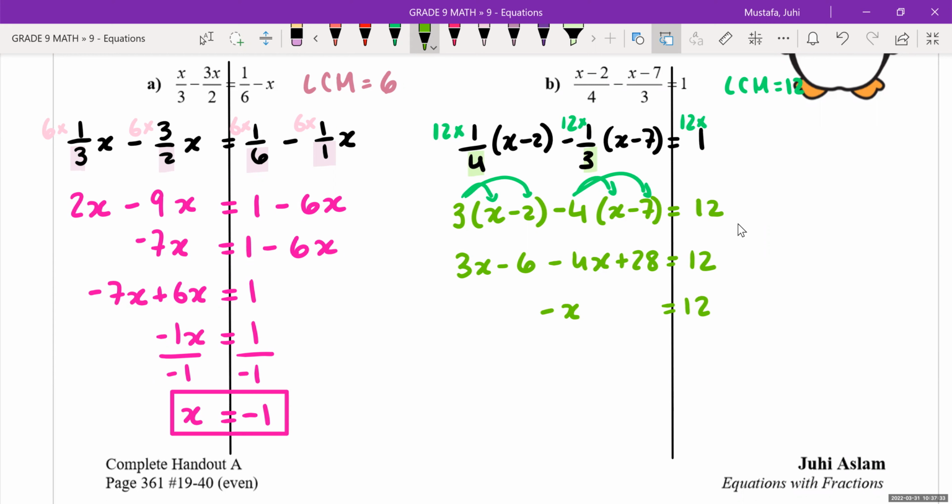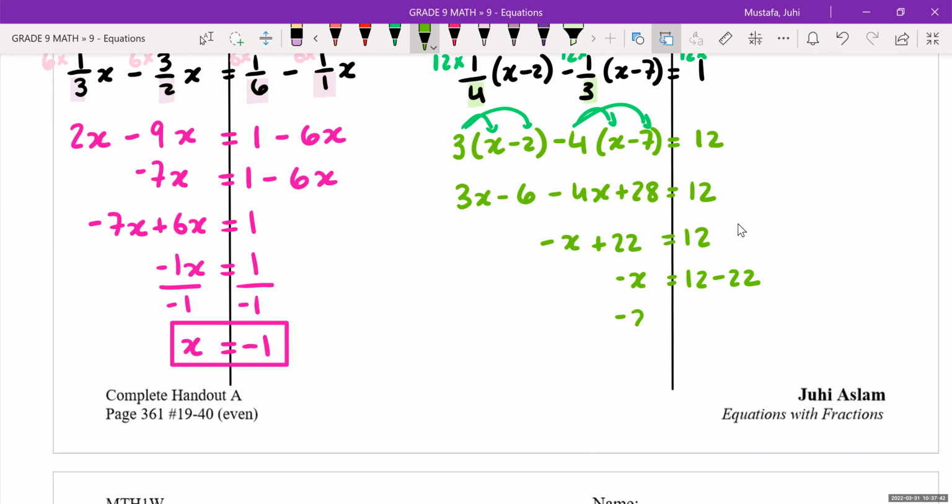So -x plus 22. I'll move the 22 to the other side. So it'll be -x is equal to 12 minus 22. -x is going to be equal to -10. And then to get rid of the negative, we divide both sides by -1. And so x is going to be equal to 10.